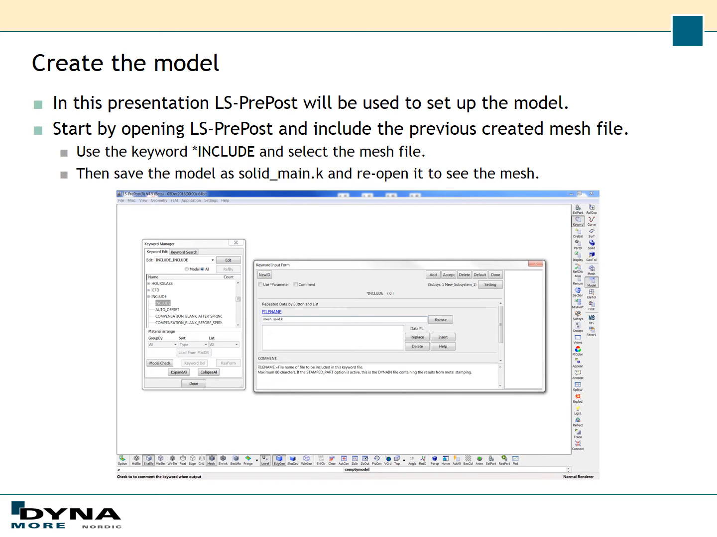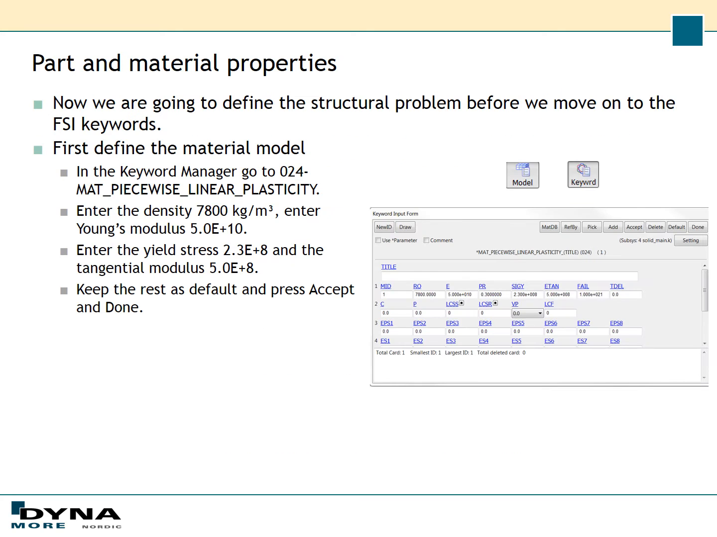And then select the mesh file that you created and save the model as solid_main.k, for example, and then reopen it to load the mesh so you can see it in LS-PrePost. We are first going to define the structural problem before we move on to the FSI keywords. And we will start with the material model.